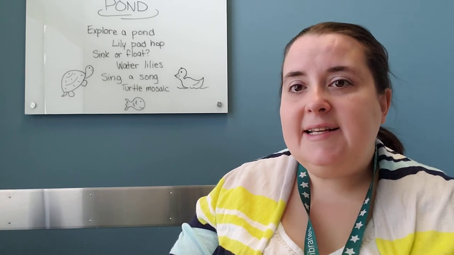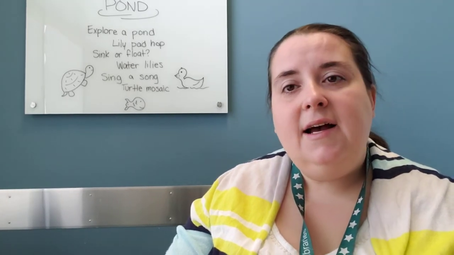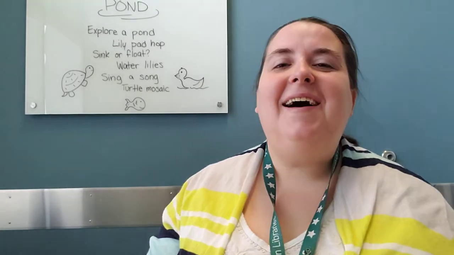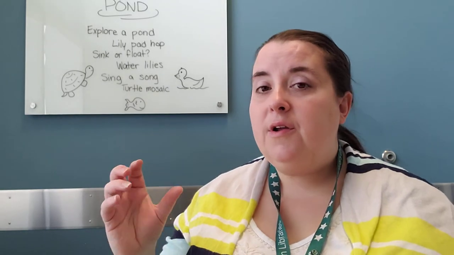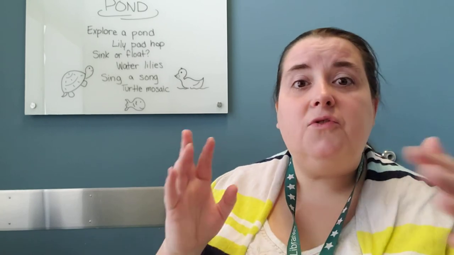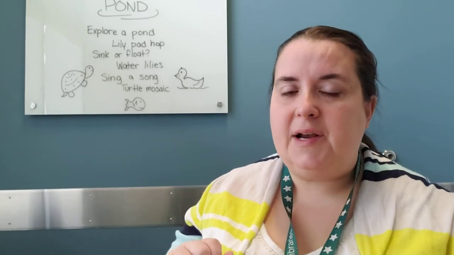All right, the next idea is, oh dear, oh, sing a song. I'm having the hardest time reading that backwards today. All right, so I was thinking if you know the song Five Green and Speckled Frogs, you could make some puppets to go along with it. Or there are lots of activities you can find to go along with this. If you don't know the song, let me do it for you real fast, right?